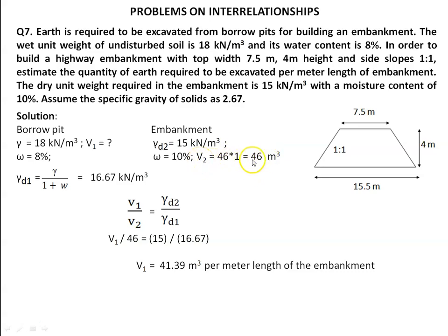so that we can estimate the volume of embankment soil. Then for the borrow pit soil, we can estimate the dry unit weight using the equation gamma d equal to gamma by 1 plus water content. Here dry unit weights are available for both the states of soil, so that we can derive the volume relationship for those two states. V1 by V2 equal to gamma D2 by gamma D1. So using this interrelationship, we can estimate the volume of soil V1 equal to 41.39 meter cube per meter length of embankment.